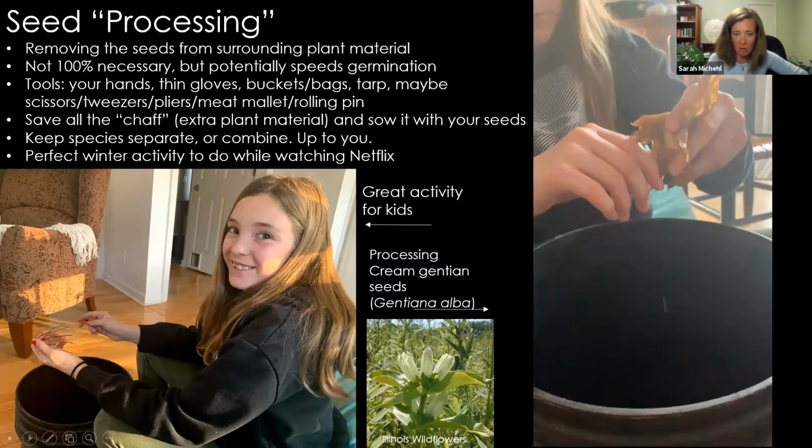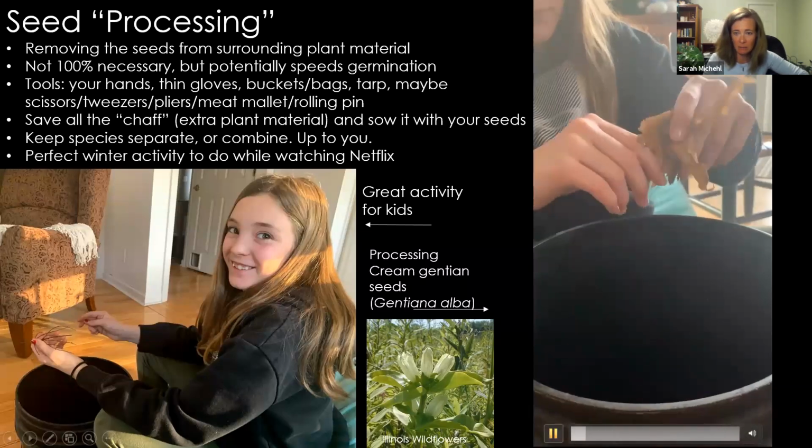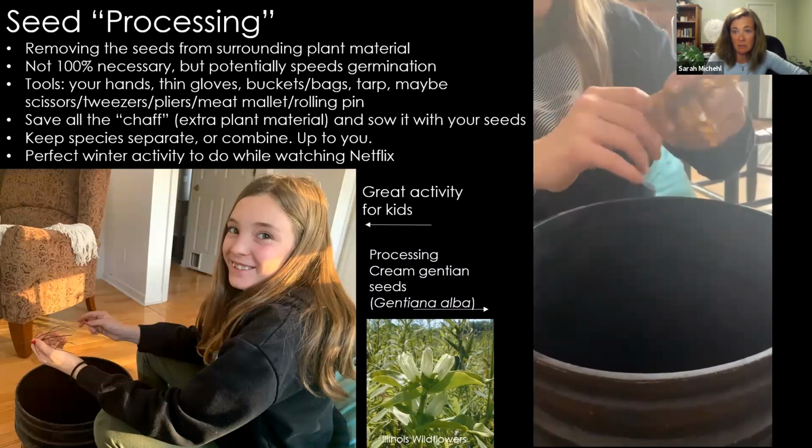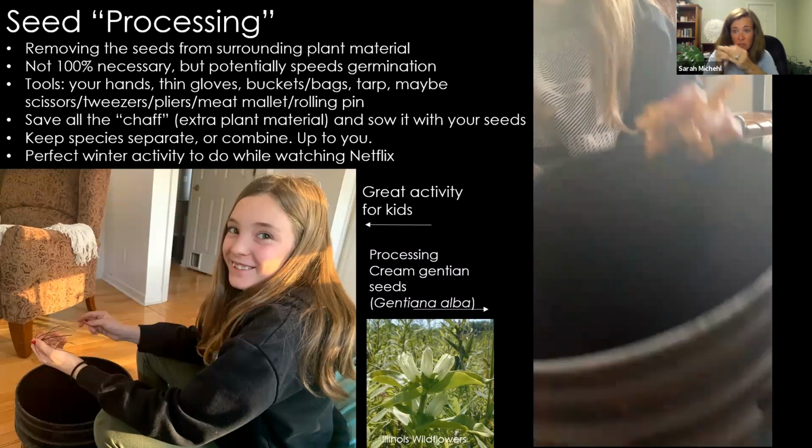All right, here's a video of what I mean by processing. Here we go. This is some gentian, cream gentian. And this is my daughter literally just crumbling the dry seed structure, and the seeds are just falling out into a bucket.